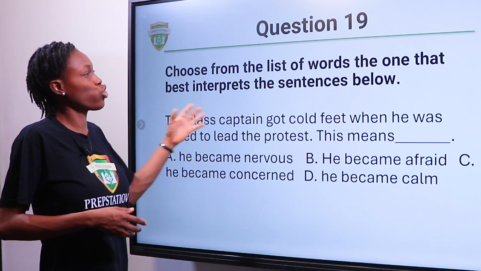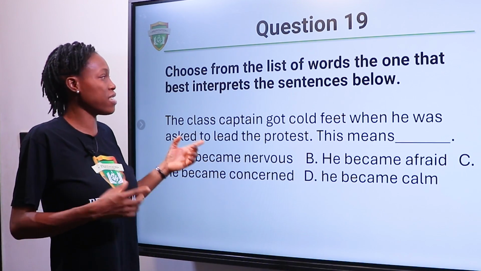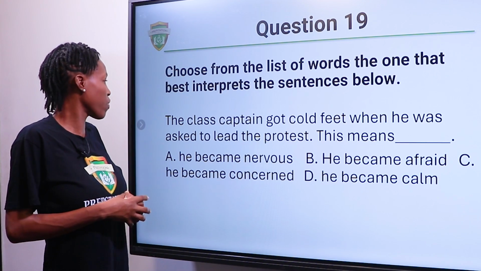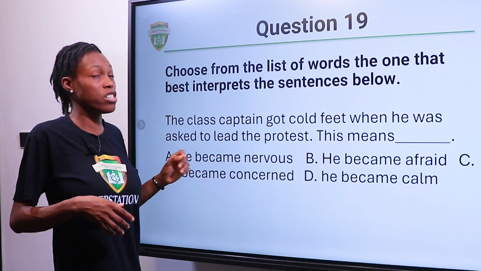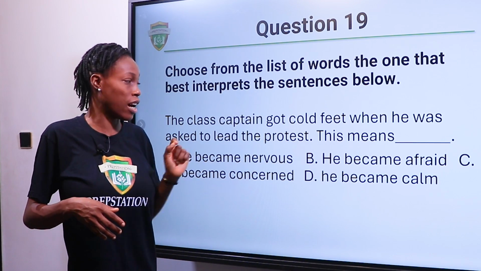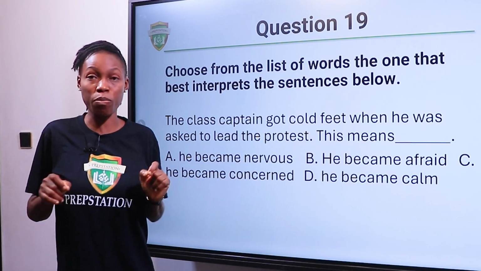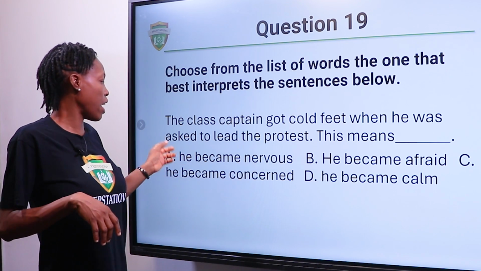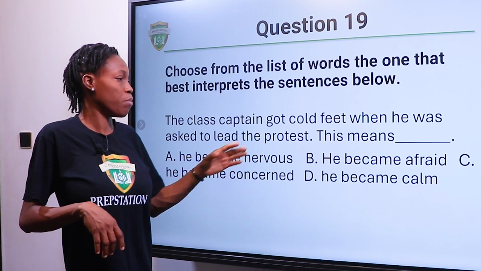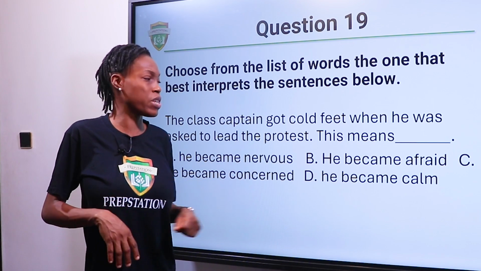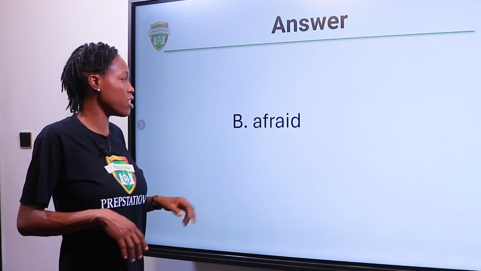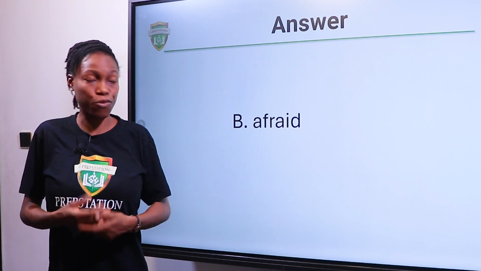Question 19. Choose from the list of words the one that best interprets the sentences below. The class captain got cold feet when he was asked to lead the protest. This means dash. Cold feet is the idiomatic expression. This means A, he became nervous. B, he became afraid. C, he became concerned. D, he became calm. The answer is afraid. He became afraid. B.